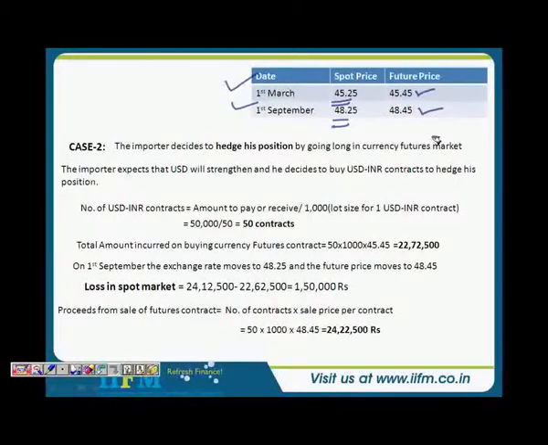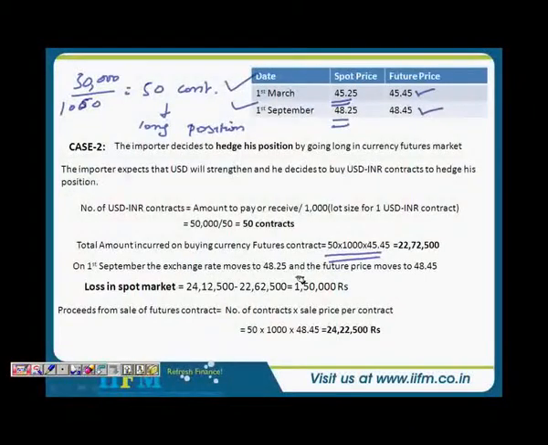So he is now utilizing the services of an exchange to hedge his position. Let's do a quick calculation. When he takes a position in the currency futures market, he needs to take a specific number of contracts. Here he will take 50 contracts, because it's 50,000 divided by $1,000 per contract. So he takes a long position in these 50 contracts. The total amount he needs to pay for buying these currency futures is 50 into 1,000 into 45.45, the price prevalent on 1st March for the September contract. So he will have to pay 22,72,500 rupees on the exchange.